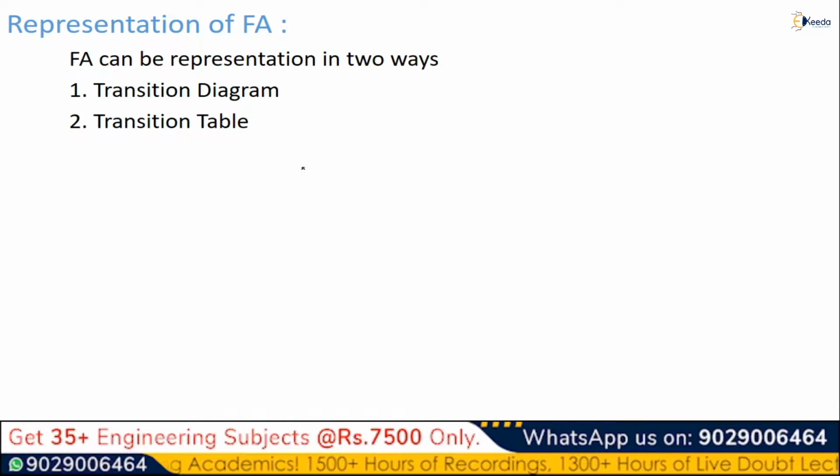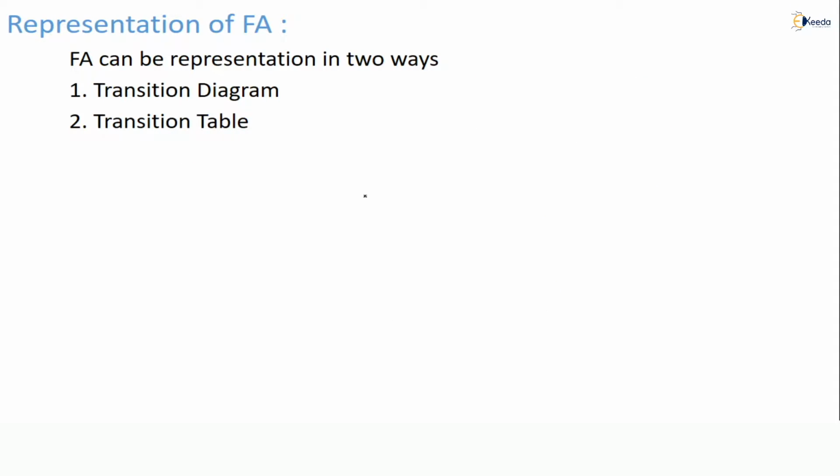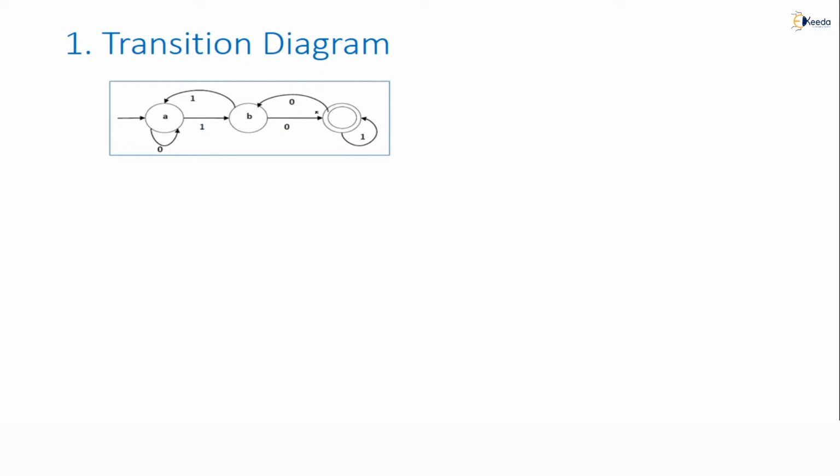FA can be represented in two ways. The first one is a transition diagram and the second one is a transition table. So, in these two ways we can represent the FA. We will see the first one, the transition diagram, and how it looks.